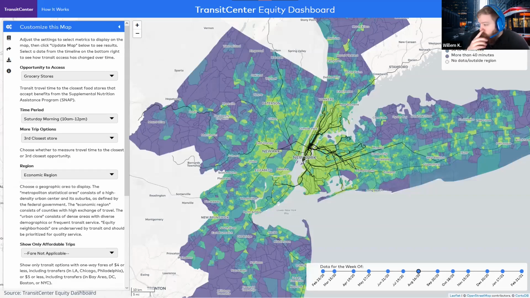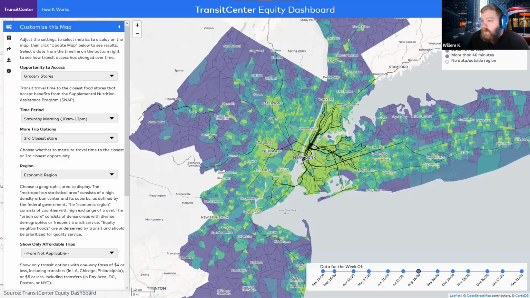Here's just another example of New York. I think New York illustrates really well the effect that, again, we're looking at, in this case, a dual. So we're looking at closest grocery or third closest grocery store on a Saturday morning. So this is sort of coming up with the idea of maybe going grocery shopping Saturday morning, and you want to look at the third closest store because you want to have a little bit of options. You want to be able to pick from three grocery stores to go to.